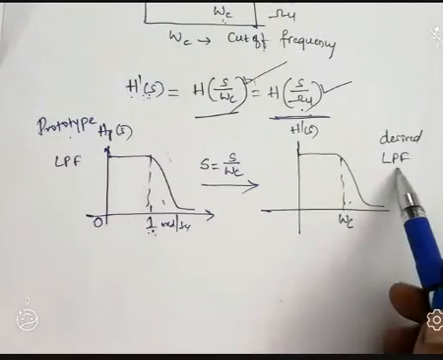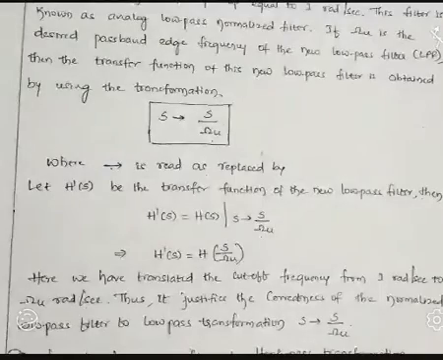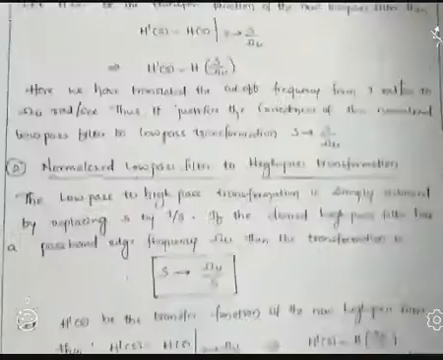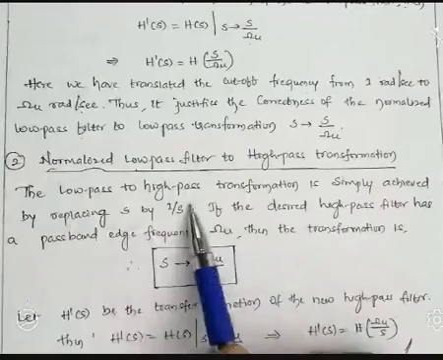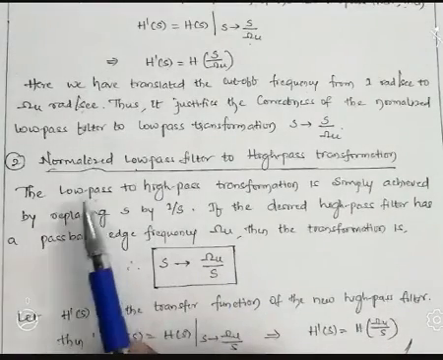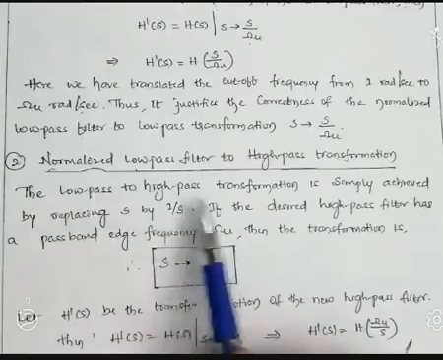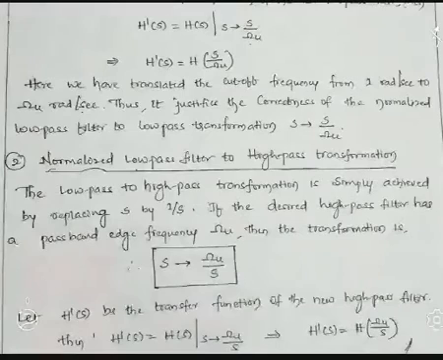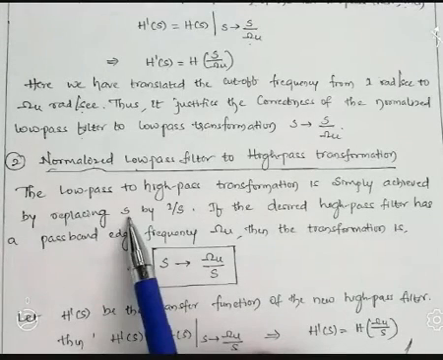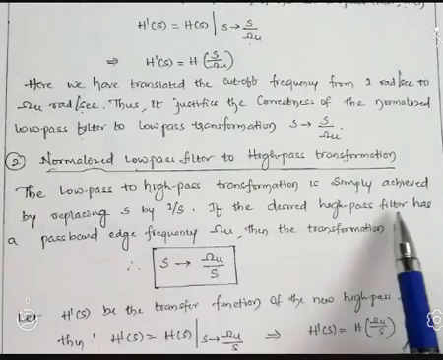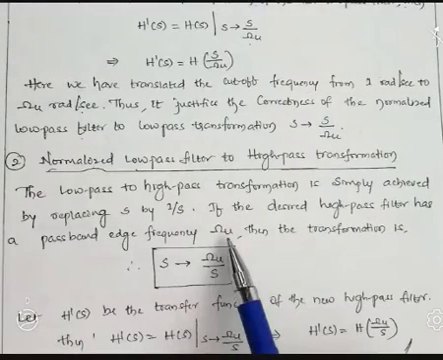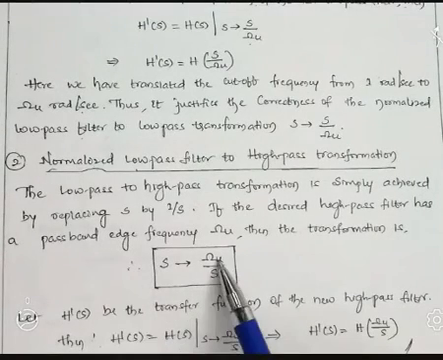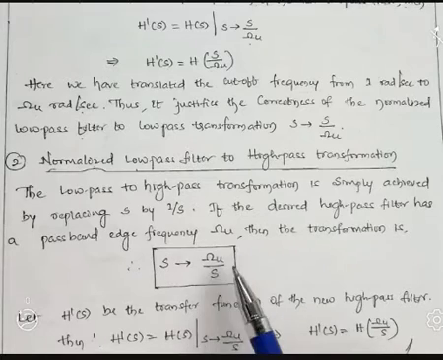Next, similarly, we go for the normalized low pass filter to high pass transformation. The prototype low pass filter to high pass transformation is simply achieved by replacing S by 1 by S. Wherever S is there, that is replaced by 1 by S. If the desired high pass filter has passband edge frequency omega U, then wherever S is there, S is written as omega U by S, or in other words, omega C by S.